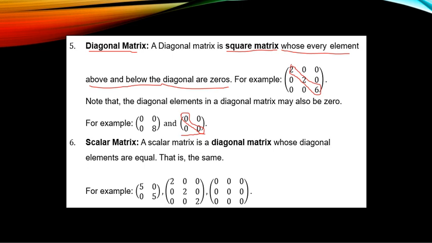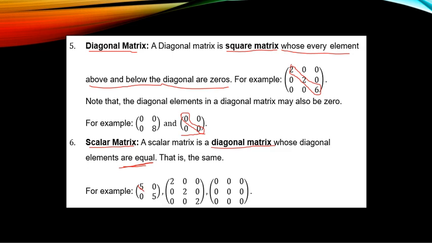Type 6, you have a scalar matrix. A scalar matrix is a diagonal matrix. That means it is also a square matrix. You must understand the progression from square matrix to diagonal matrix to a scalar matrix. One more type is ahead. So a scalar matrix is a diagonal matrix whose diagonal elements are equal. In a diagonal matrix, diagonal elements are not necessarily equal, but for a scalar matrix, diagonal elements are equal.